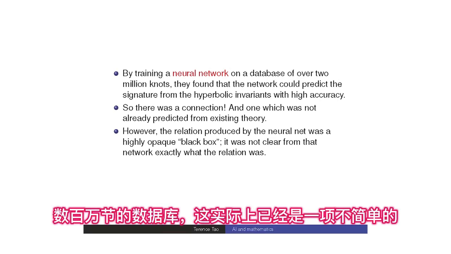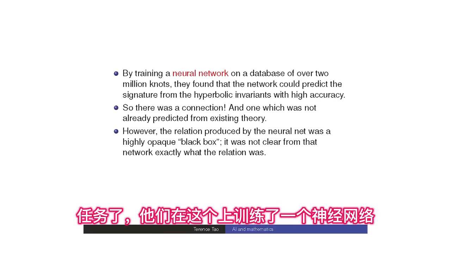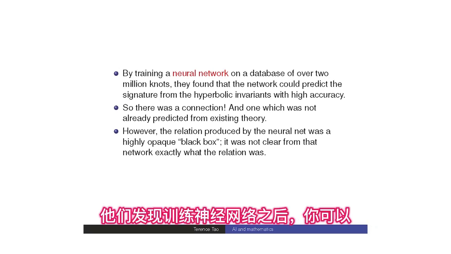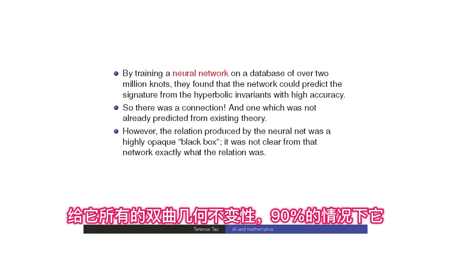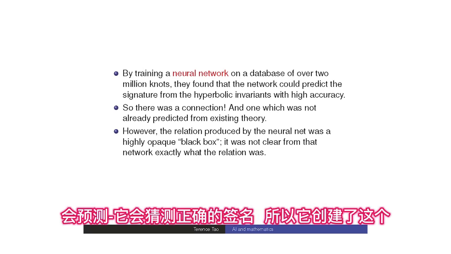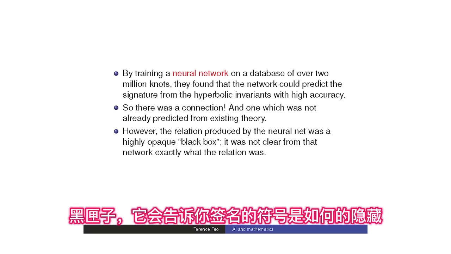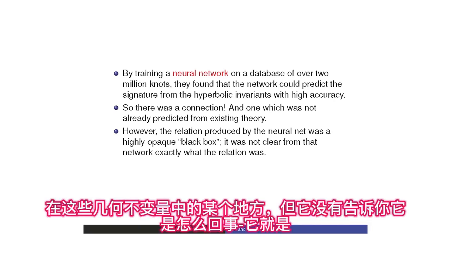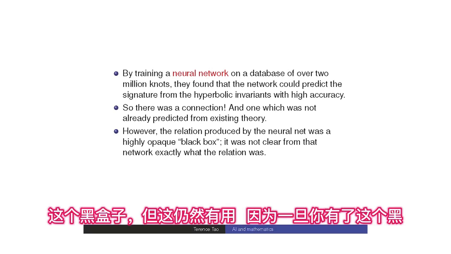So it was only very recently that people started using machine learning to attack this problem. They created databases of millions of knots, which actually was already a slightly non-trivial task, and they trained a neural network on this. And they found that after training the neural network, you could give it all the hyperbolic geometry invariants, and like 90% of the time, it will guess the right signature. So it created this black box, and it will tell you the signature was somehow hidden somewhere in these geometric invariants. But it didn't tell you how. It was this black box.